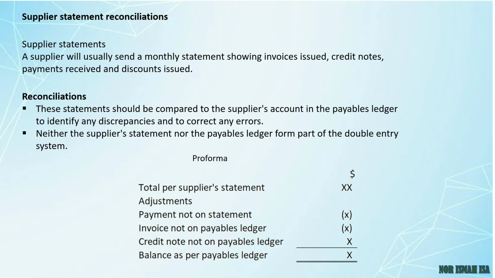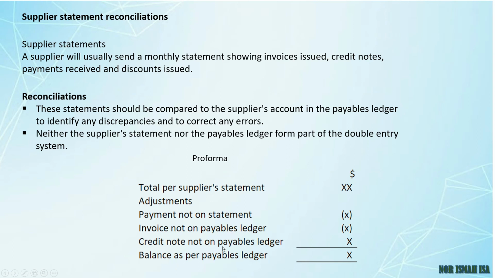So when you use the supplier statement as the balance, the adjustment will be the payment not on statement. Whatever figure does not appear in the statement, which is the payment not in statement, will reduce the debt, so you minus. And the invoice not in the payable ledger, so we reduce the amount.